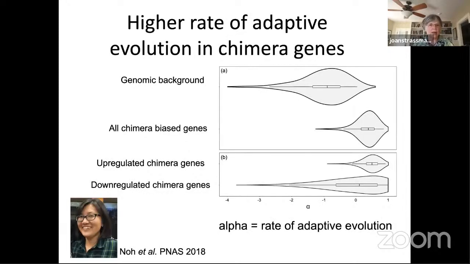And so here, plotting alpha, this is the genomic background of all the genes that we looked at. And this is just the plot of the alphas of all the genes. This here is all the genes that were turned on, were expressed differently in chimera. And you can see that the alpha is higher. This is the genes that are upregulated in chimera, which is kind of what we were looking for, because we expected things to be turned on, but they could also be turned off, and the downregulated were also more highly expressed.